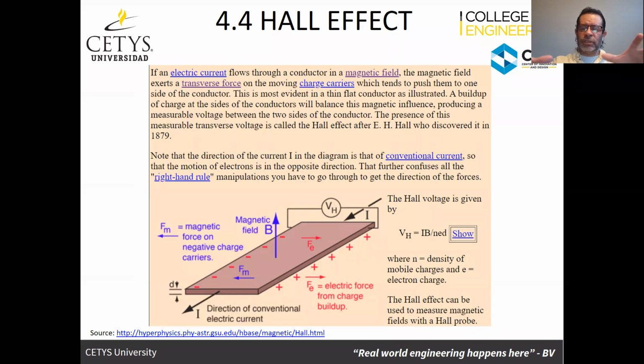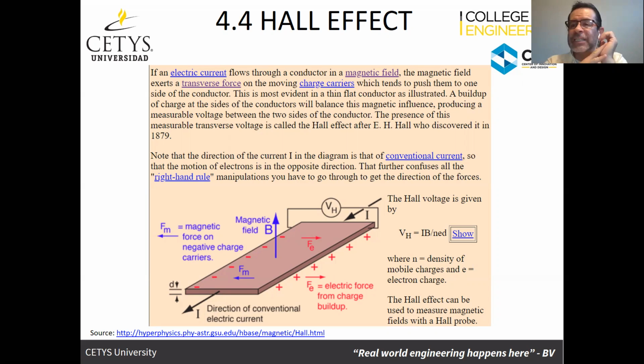Once I submerge the conductor in a magnetic field, there's going to be a realignment or a pull of these charges towards the borders of the conductor. Why is that? Because we just saw that if I put a magnetic field on a conductor carrying current, there's going to be a force exerted. So the charges are going to go to the borders, and because we have charges at the borders, there's going to be a voltage generated perpendicular to the movement of the current. That's a small voltage. It's called the Hall voltage.